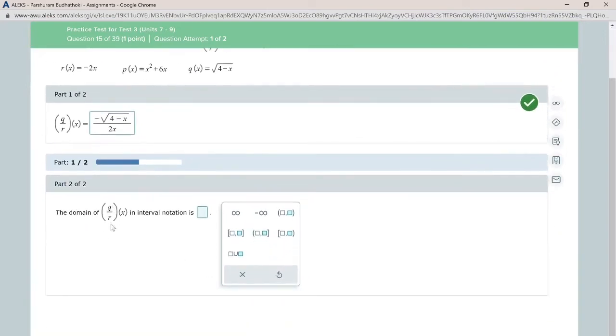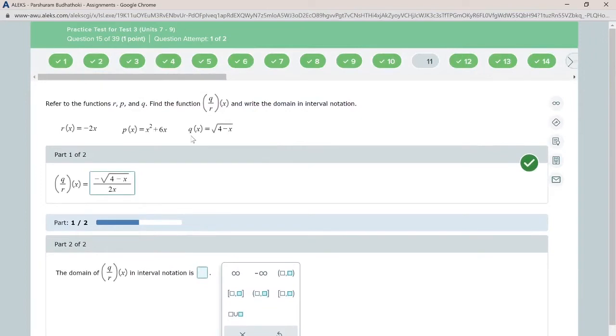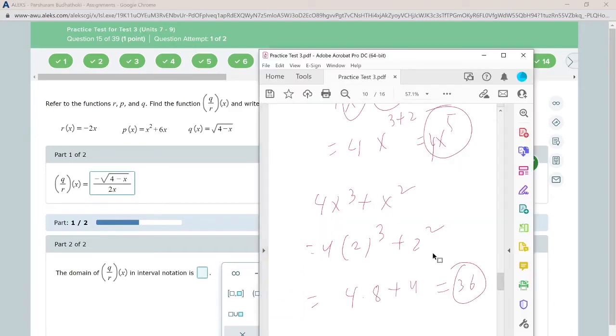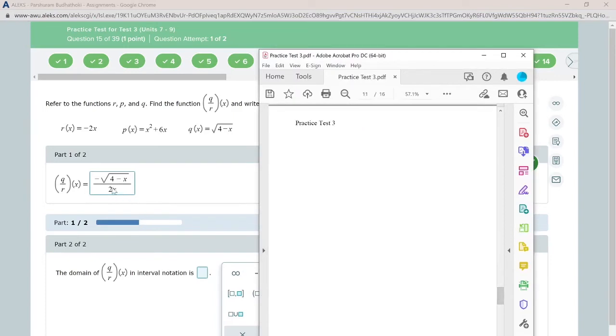The domain of q over r. Keep in mind, the domain means you have to make sure that the denominator is not 0, and you also have to make sure that if there is a radical sign with an even index, then things inside that radical sign should be non-negative. So there are two restrictions you have to keep in mind. The first one, x cannot be equal to 0 because there is an x. So x cannot be equal to 0, that's the first restriction coming from the denominator. And second restriction is 4 minus x has to be greater or equal to 0. If you try to solve this, 4 has to be greater or equal to x, meaning x should be less or equal to 4. So there are two things you have to keep in mind.